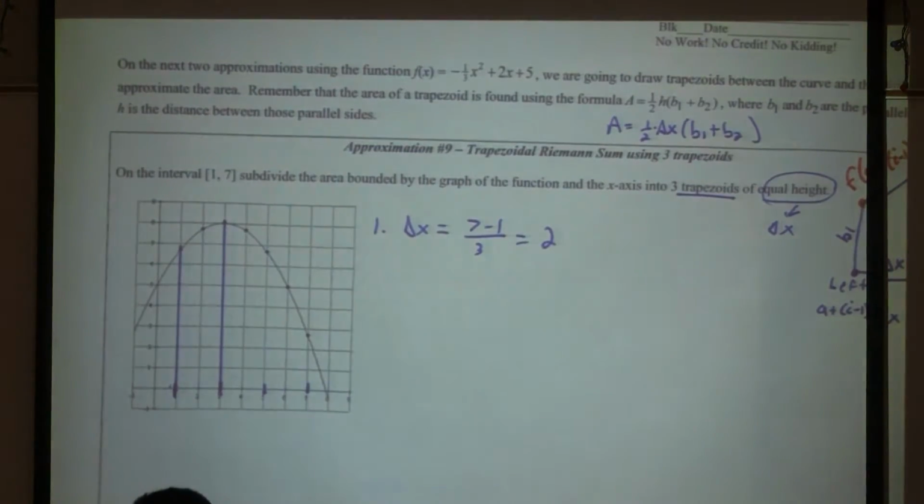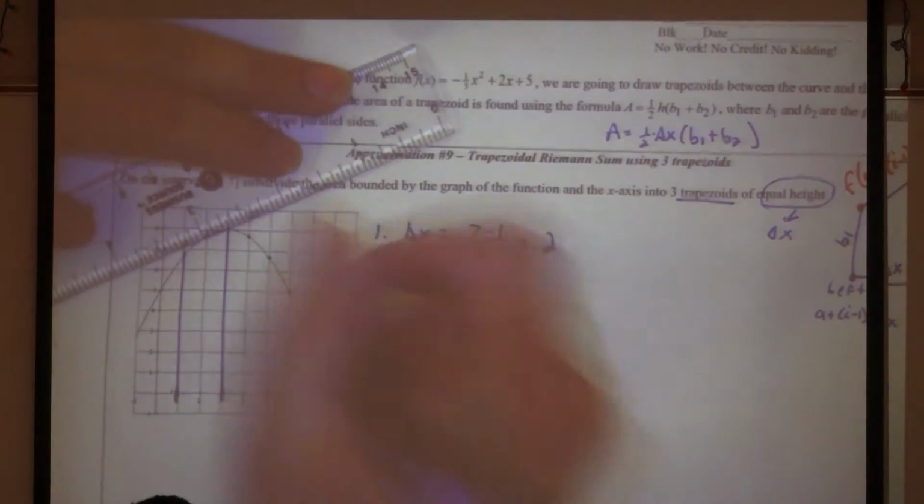And now I'm going to make a trapezoid. Okay? So we make a trapezoid by connecting those two endpoints.